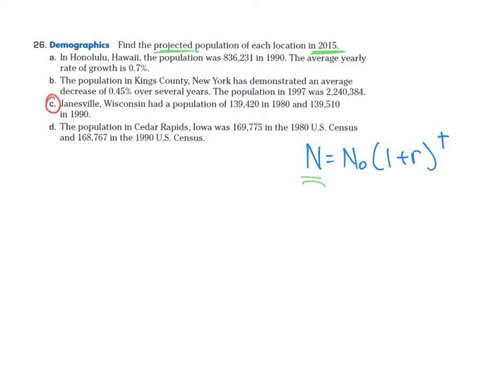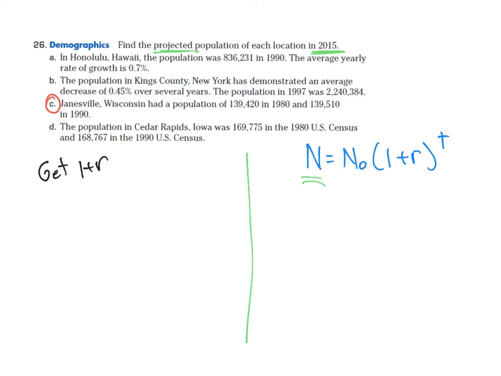In letter C and also in letter D, they don't tell us the rate. They just tell us what the population was in 1980. So we're going to have to use that information to figure out the rate first before we can use the formula to crank out the new population in 2015. And here's how we're going to do that. We're basically going to split this problem into two pieces. The first piece is called get 1 plus r.